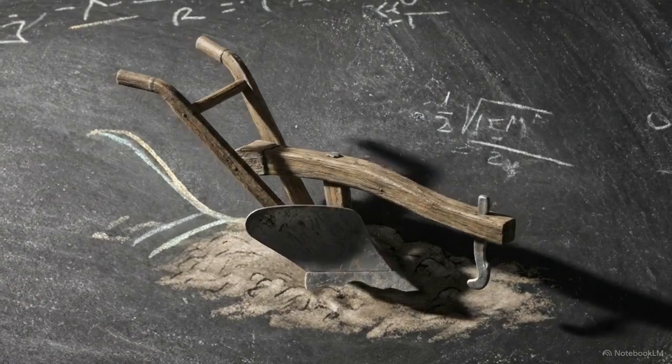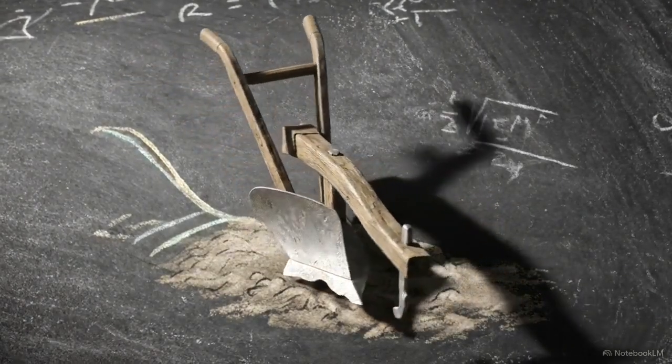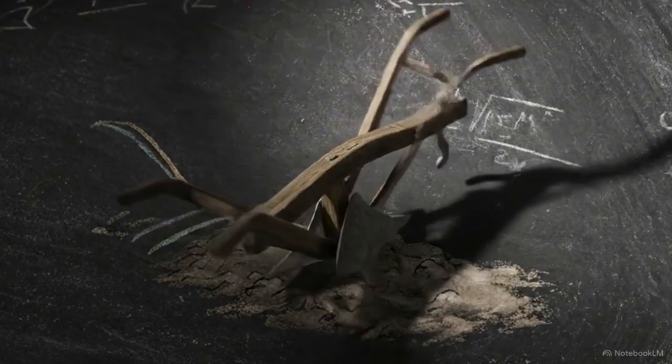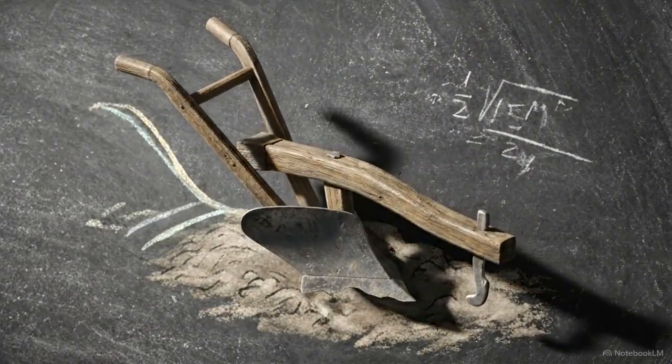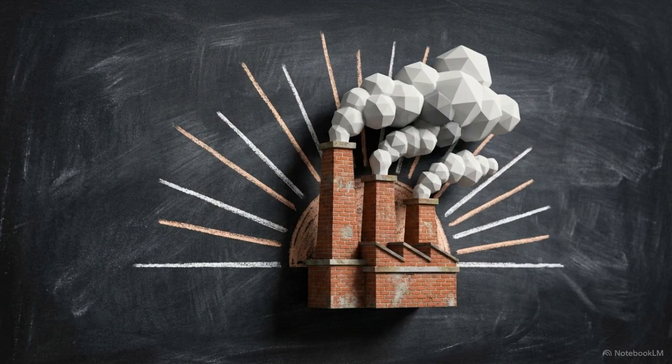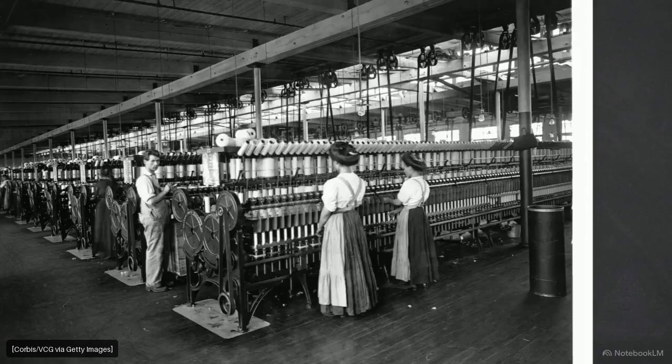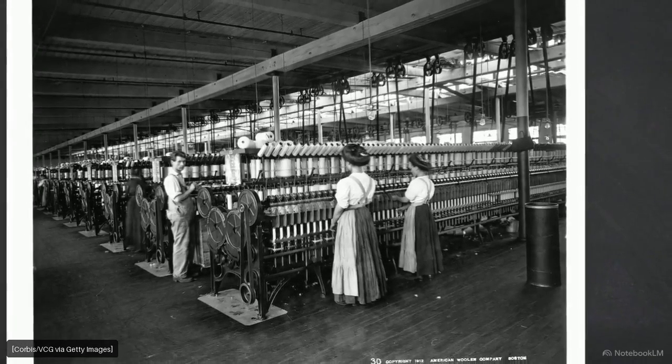For the vast majority of human history, economic output per person remained stagnant. Generations lived and died with almost no change in their material conditions. This thousands of years flatline was suddenly broken in the 18th century as the Industrial Revolution took hold. This shift was driven by a surge in productivity.